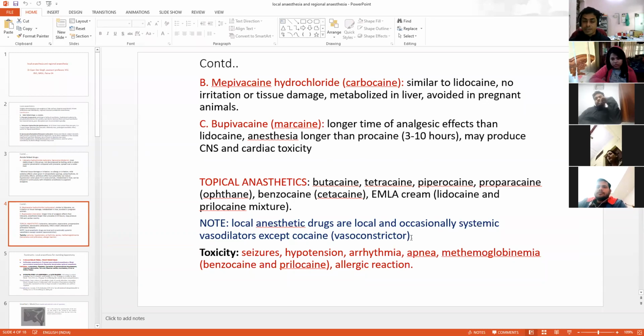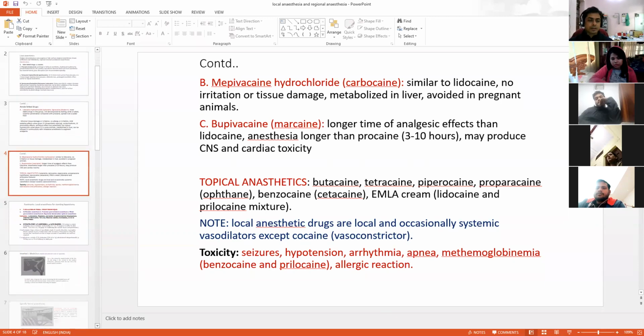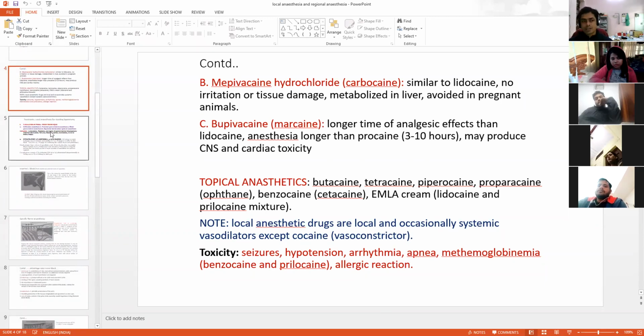methemoglobinemia, which is most commonly seen in the case of benzocaine and prilocaine. Sometimes an allergic reaction is also noticed. These are the common toxicities of these local anesthetics.